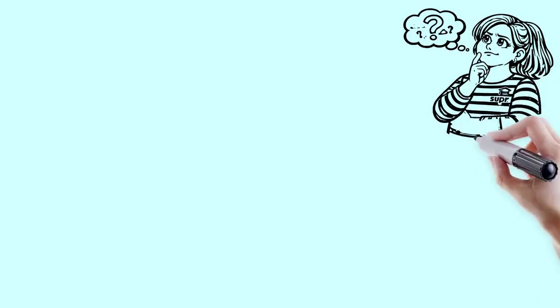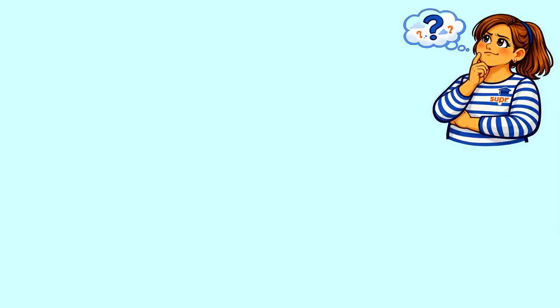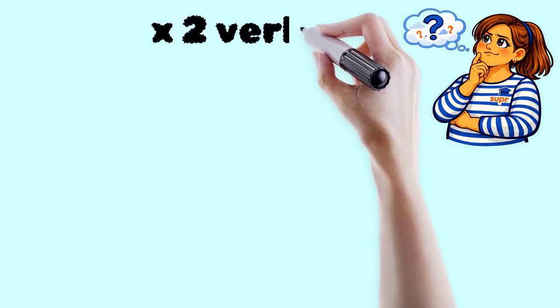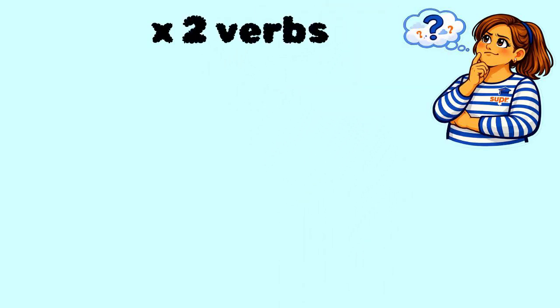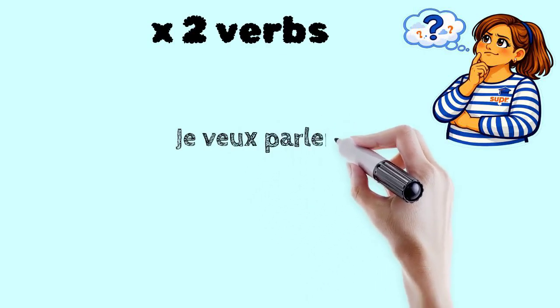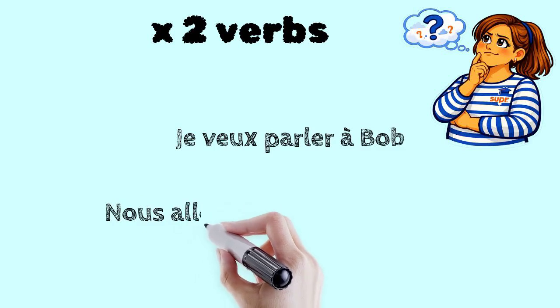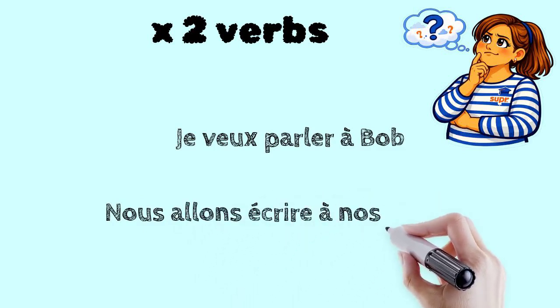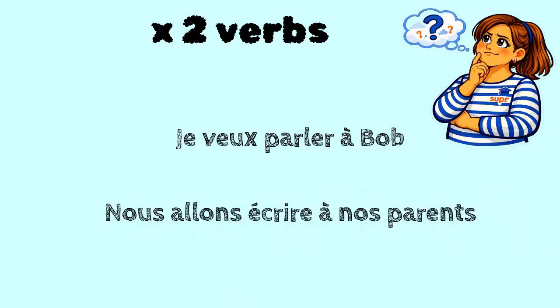So the example I just gave you was with a simple present tense sentence. What happens if we have two verbs in a sentence? If I give you an example, je veux parler à Bob, and nous allons écrire à nos parents. Both these sentences have two verbs. They have a modal verb followed by an infinitive. So parler is an infinitive. Je veux, I want to speak. And écrire, nous allons écrire. We are going to write to our parents.